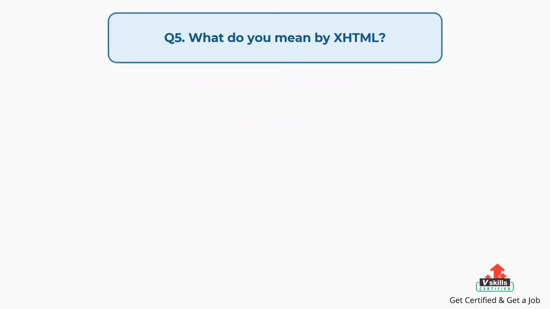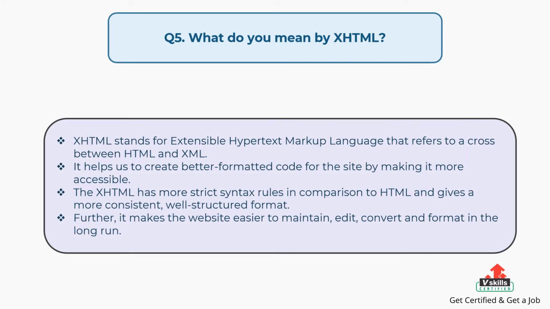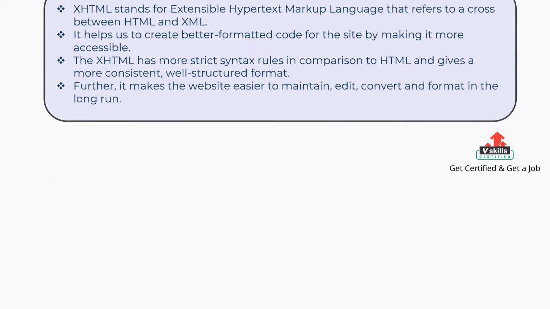Question number 5. What do you mean by XHTML? The answer is: XHTML stands for Extensible Hypertext Markup Language, that refers to a cross between HTML and XML. It helps us to create better formatted code for the site by making it more accessible. The XHTML has more strict syntax rules in comparison to HTML and gives a more consistent, well-structured format. Further, it makes the website easier to maintain, edit, convert and format in the long run.